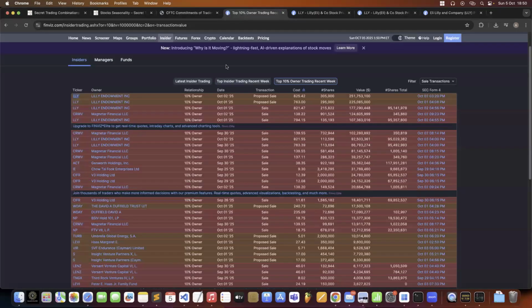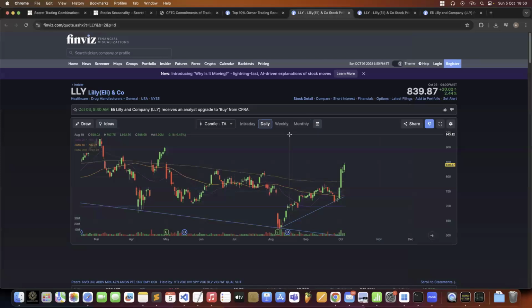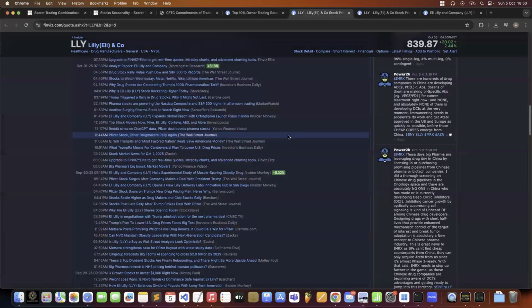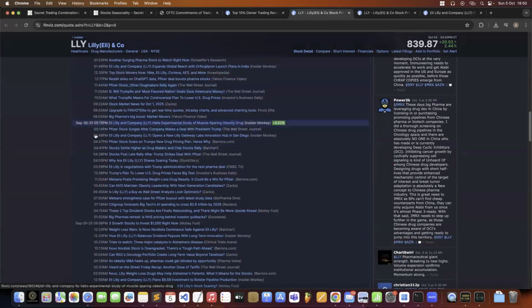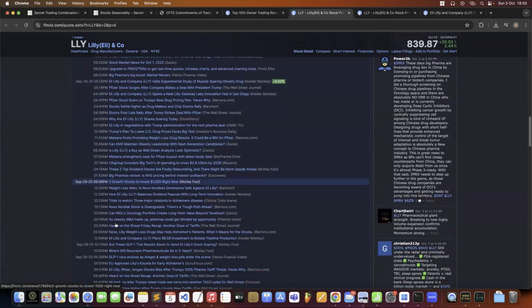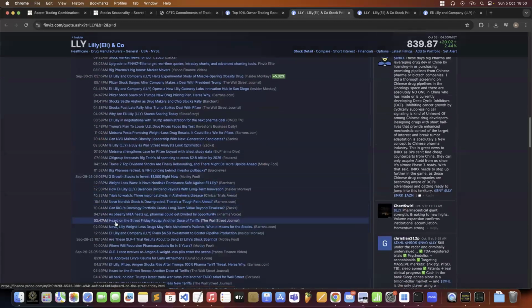Now, the good thing about this tool is it gives us the news of what's going to happen with this asset. So if you go down and let's say we choose that 29th, and look at the news that came around on the 29th around this time, you can see one thing right here. Look, Eli Lilly and Company plans a $6.5 billion investment to bolster pipeline production, right? And that came from a source called Insider Monkey.